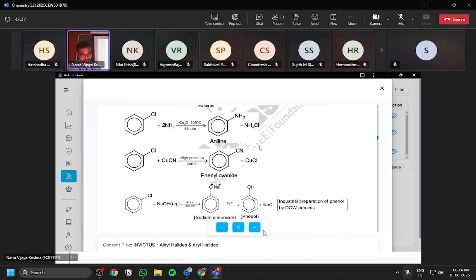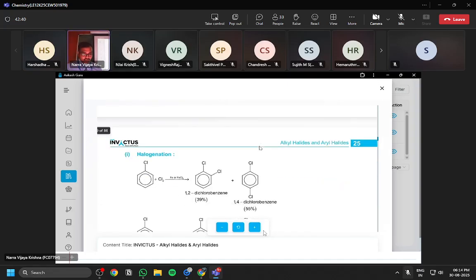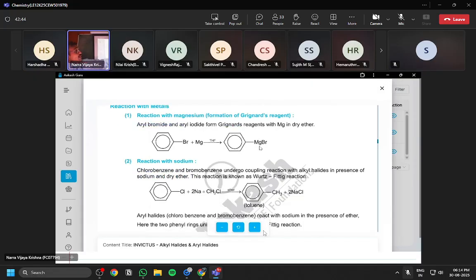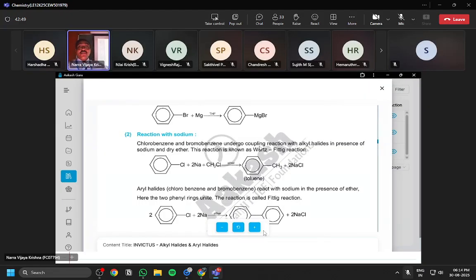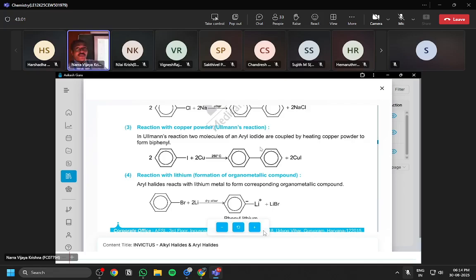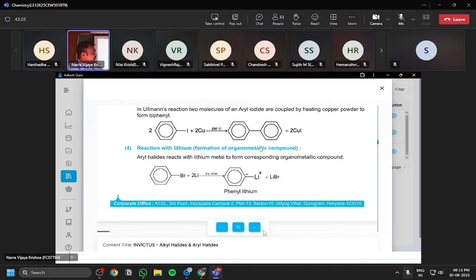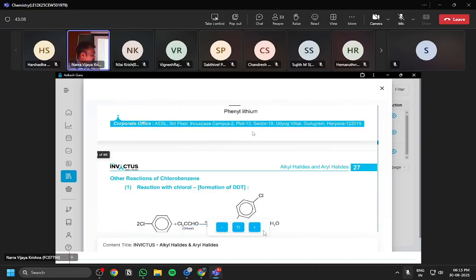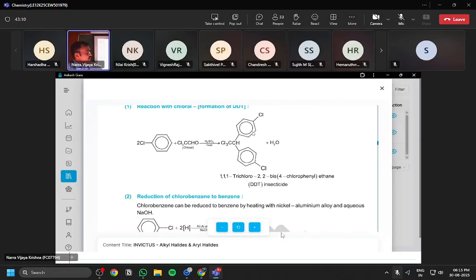Next one, electrophilic aromatic, sulfonation, all these things are by using metals, using Grignard reagent with the sodium. What is this one? Wurtz-Fittig, Wurtz, Fittig, Wurtz, Ullmann. Already we have seen these things now. If it is copper, Ullmann. Just now we have seen this one. Then with the lithium compounds, organometallic compounds. Next, this is formation of DDT.